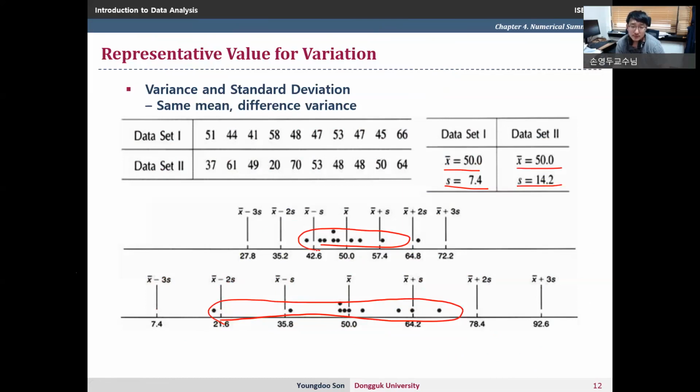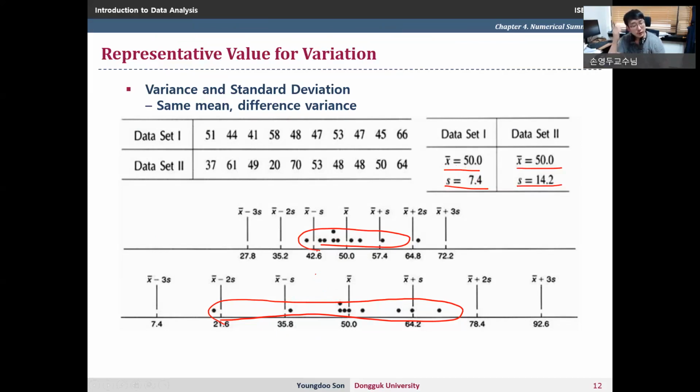Okay, so here there are two data distributions with 10 samples. The first distribution and second distribution have the same mean. X bar here is 50. However, the first one has the standard deviation of 7.4 and the next one has 13.2. So we can easily find that the latter, the second distribution, is more widely distributed than the first one.